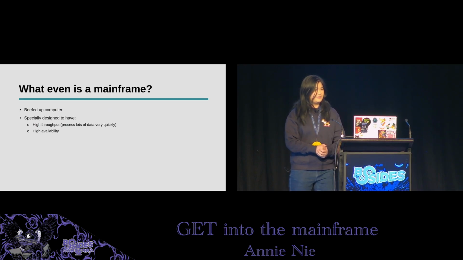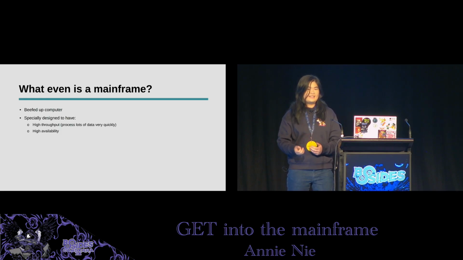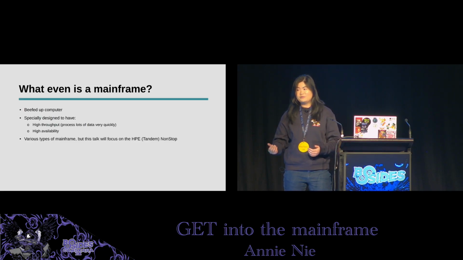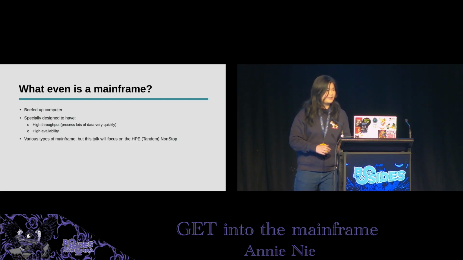Now, one question that some of you may be wondering is, what even is a mainframe? Essentially, a mainframe is a very beefed up computer with a focus of doing lots of small tasks very quickly, to the tune of millions of instructions per second, and they need to be pretty reliable too. And it's able to achieve all this through its hardware architecture. So it has CPU, it has RAM, it has things that manage I/O, like regular servers, but it's just all configured slightly differently. And there are various mainframes out there, with the most popular one being the IBM series of mainframes, but this talk will actually focus on the HPE or Tandem Nonstop.